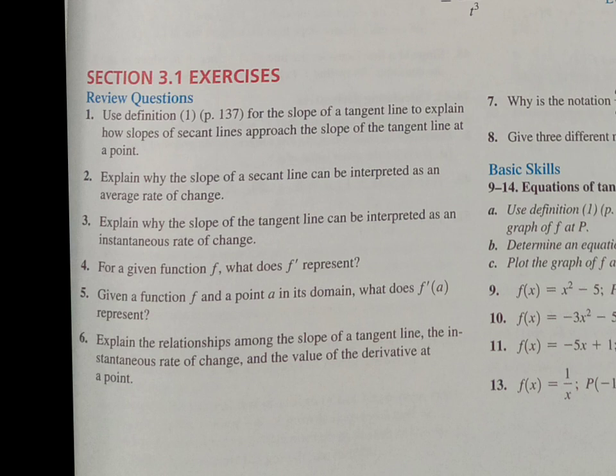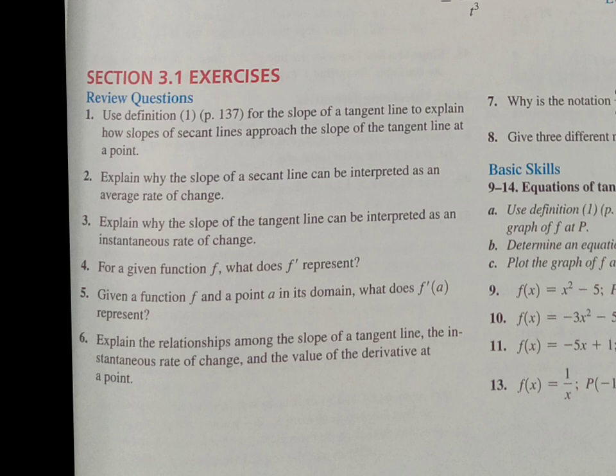Explain why the slope of a tangent line can be interpreted as the instantaneous rate of change. Yeah, because it's just the tangent line at one point. All right, that's pretty good. Where are we at? For a given function f, what does f prime represent? The derivative. And what is the derivative again? The slope of the tangent line, right? The slope of the tangent line is perfect, or you could say the instantaneous rate of change. Those are interchangeable.